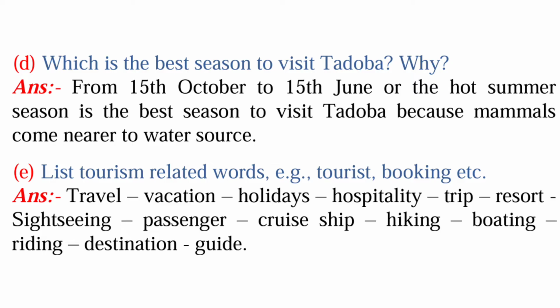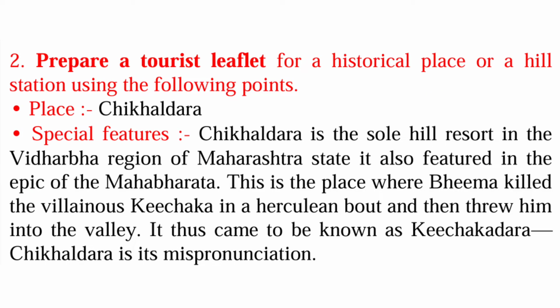So answer is, travel, vacation, holidays, hospitality, trip, resort, sightseeing, passenger, cruise ship, hiking, boating, riding, destination, guide. Second question is, prepare a tourist leaflet for a historical place or a hill station using the following points. So first point is place. So place is Chikaldhara.